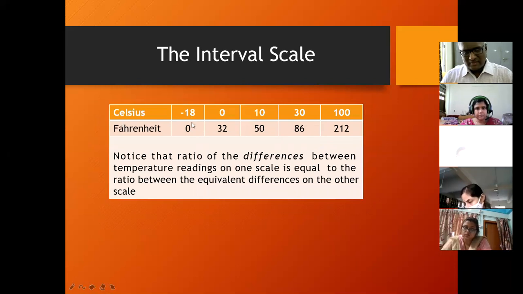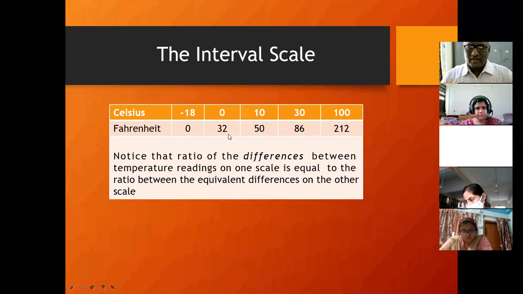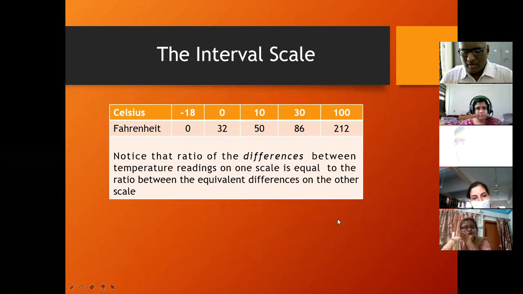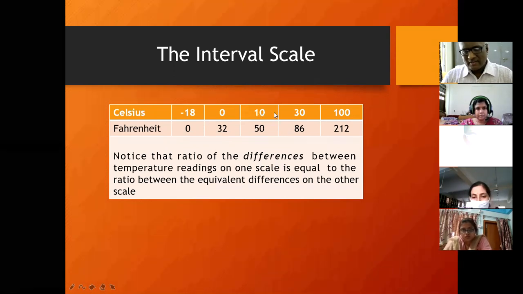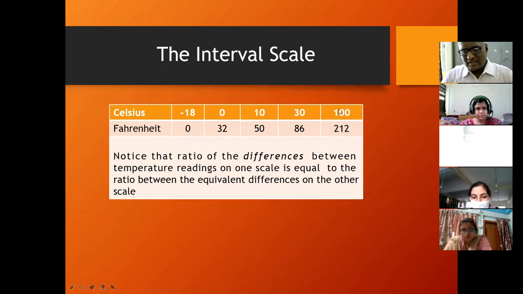Celsius minus 18 degree means Fahrenheit 0 degree. 0 degree in Celsius is equal to 32 degree in Fahrenheit, 10 is 50, 30 is 86, 100 and 212. These are the two scales, just like pound and kg. Notice that the ratio of the differences between temperature readings on one scale is equal to the ratio between equivalent differences. Suppose the ratio between 0 and 10, 10 and 30, 30 and 100.